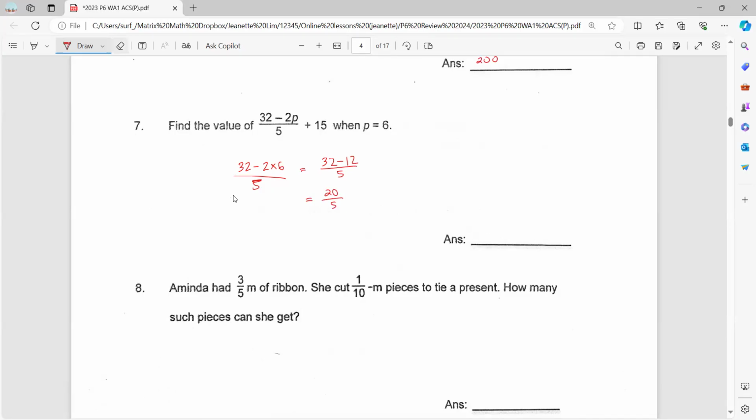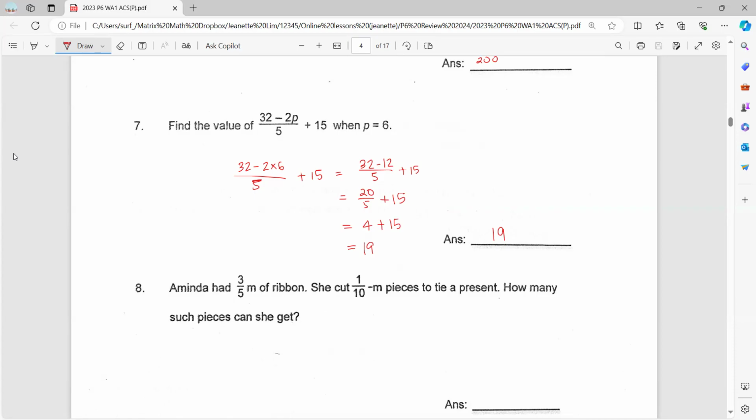Oh, there's a plus 15. Okay, let's write this again. There's a plus 15 here. So 32 minus 12 over 5 plus 15. This will be 20 over 5 plus 15. Okay, 20 over 5 is 20 divided by 5, which is 4. 4 plus 15 is 19. So that's the answer, 19.